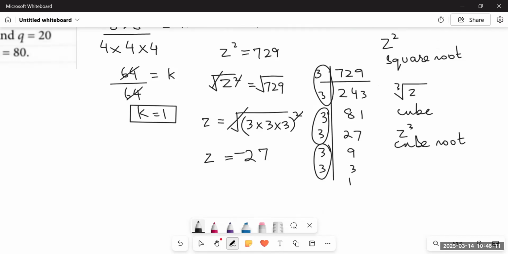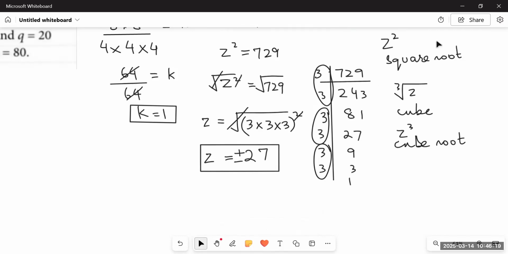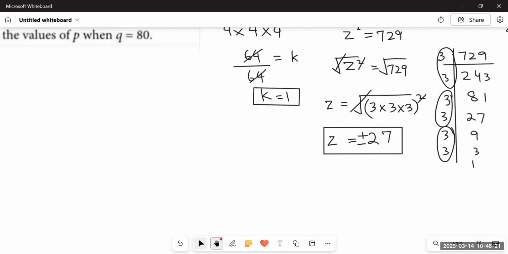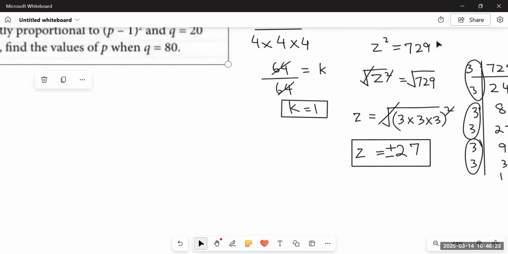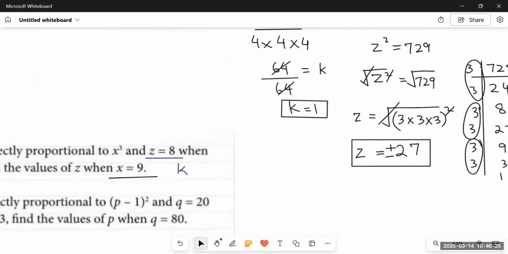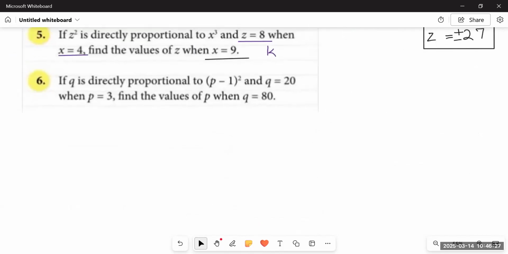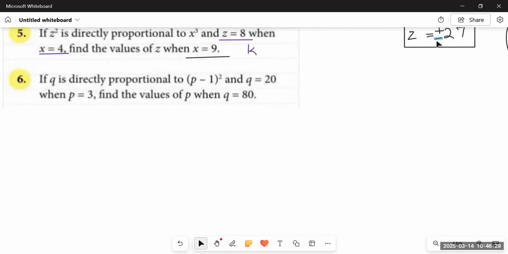And in this case, it could be both positive and negative because when we take out the square root of something, the values are both positive and negative, because the square of something could be both of a positive and a negative number. Now let's move to the next part, which says if Q is directly proportional to P minus 1 square. So again, we have to make the same equation like Q is directly proportional to p minus 1 to the whole square.